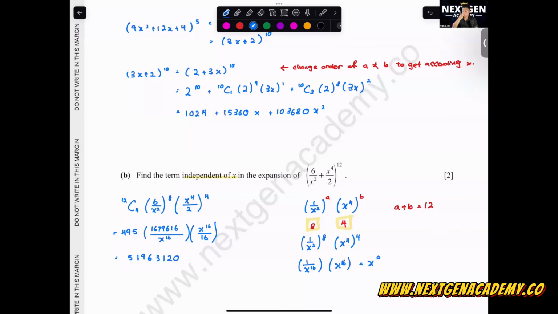5196312. Okay, this is just a 2-mark question. Most important, just write this and this one. Okay, question number 6. If you can do this, can you type 6?